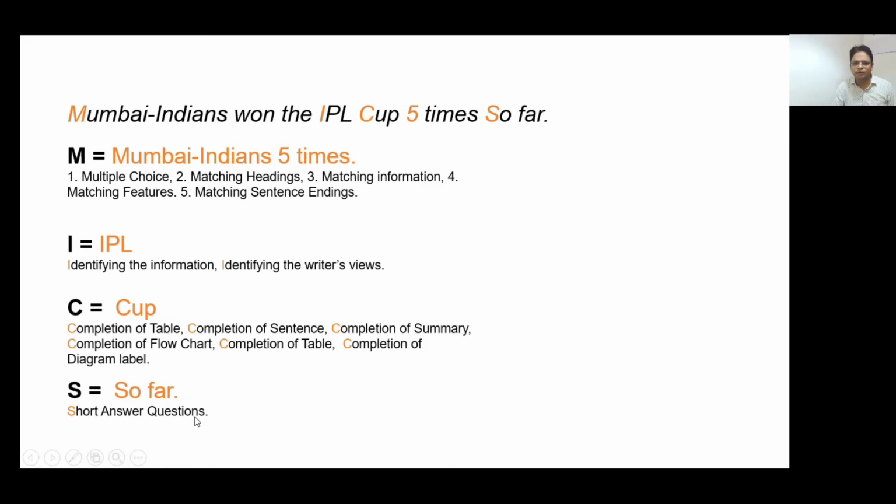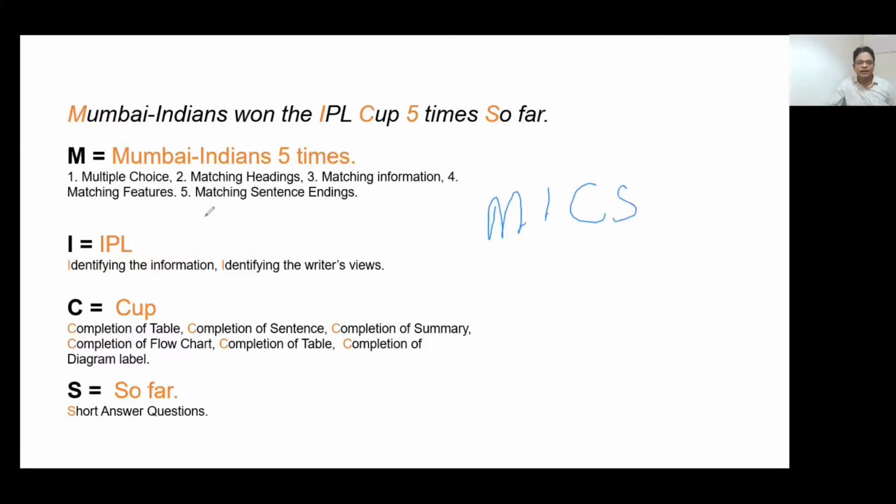Now, if you want to remember in a very short way, instead of remembering the entire sentence, if you wish to make it even simpler, guys, make it this way: MICS. Multiple choice, matching type questions, identifying information, identifying the writer's views, completion type questions and short answer questions. MICS is also something you can remember if you want to make it easier for you.